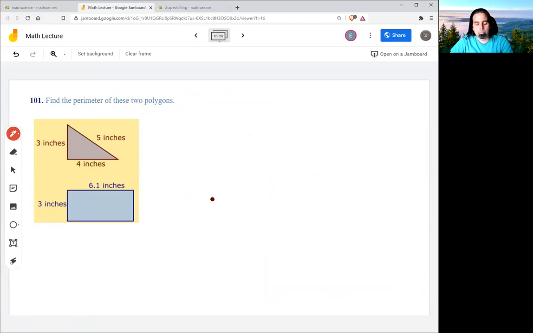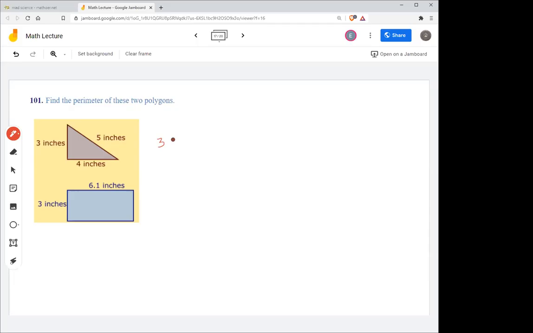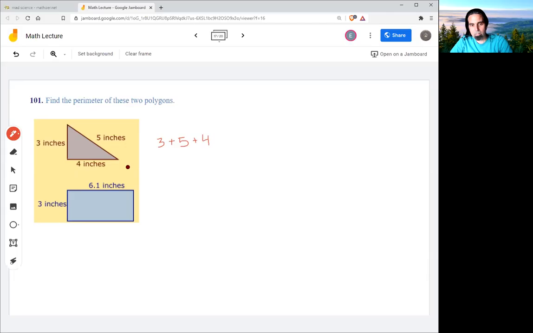Tell me for the red one, what numbers am I adding up? Three, five, and four? Yeah. It doesn't matter what order you add them in at all. You could go around it this way or that way, like clockwise or counterclockwise. We add them all up and we get 12 inches.